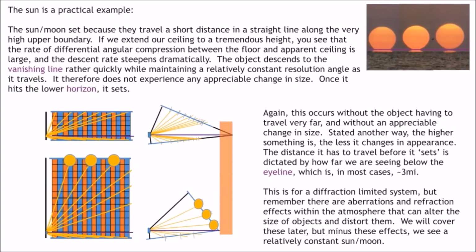The distance it has to travel before it sets is dictated by how far we are seeing below the eye line, which is in most cases about 3 miles. This is for a diffraction limited system, but remember there are aberrations and refraction effects within the atmosphere that can alter the size of objects and distort them.